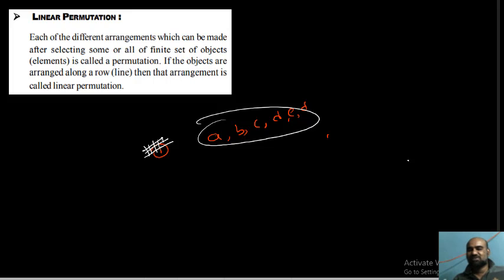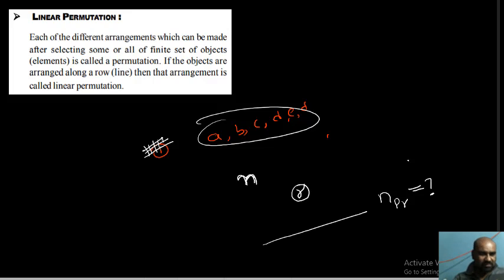Okay, listen students. N different objects are there with us. From n different objects, I want to choose R objects, and these R objects I want to arrange in a row, that is symbolically written as nPr. So what is the value of nPr? We will discuss now. Okay students?